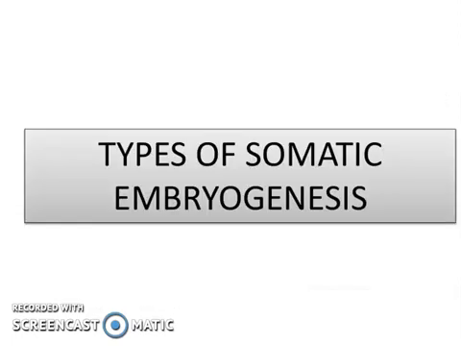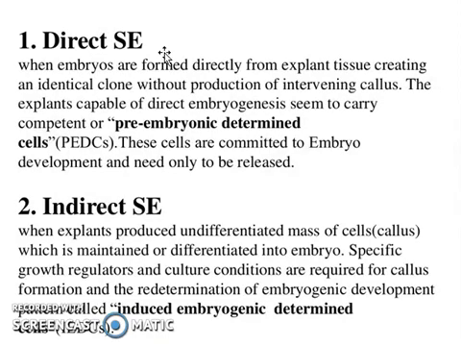Then what are the types of somatic embryogenesis? There are mainly two types of somatic embryogenesis: direct embryogenesis and indirect embryogenesis. In direct embryogenesis, embryos initiate directly from explant tissue in the absence of callus proliferation. In direct embryogenesis, no callus formation is seen. It occurs through pre-embryonic determined cells, where the cells are committed to embryonic development and need only to be released. Example: nucellus, embryo sac, etc.